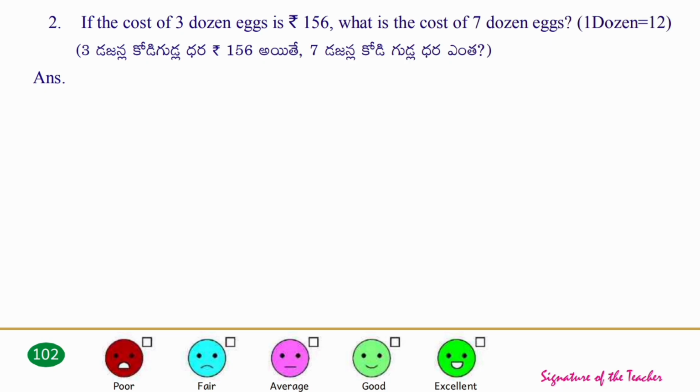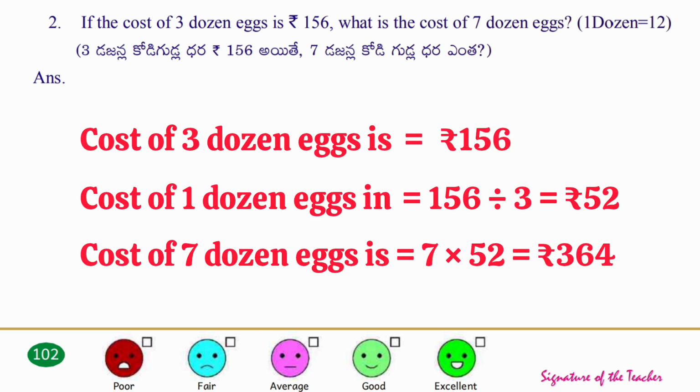If the cost of 3 dozen eggs is rupees 156, what is the cost of 7 dozen eggs? Okay, so in the bracket given, 1 dozen equals 12. Let's see the solution. Cost of 3 dozen eggs is 156. So now we'll check the cost of 1 dozen eggs. So 156 divided by 3.